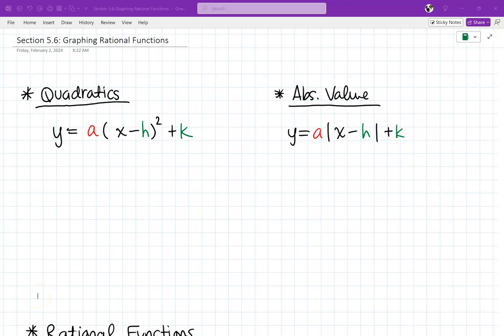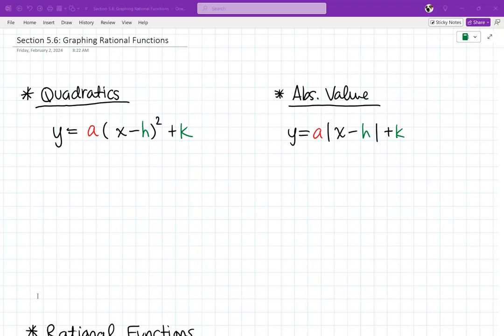All right, so section 5.6, this is graphing rational functions. Now, the first two functions that I have up there are not rational functions. They're quadratics and absolute value functions. But I want to just write some information about them that you're going to find similar to what we're going to do today.